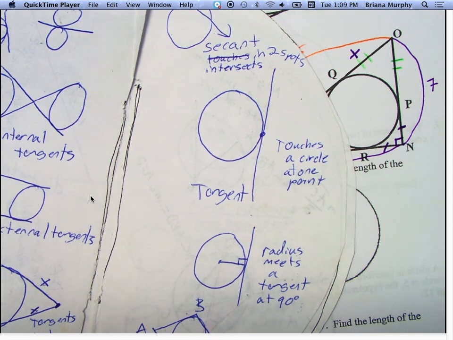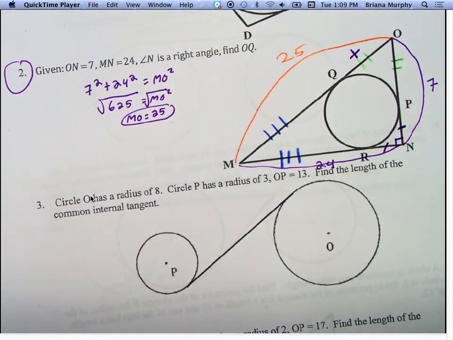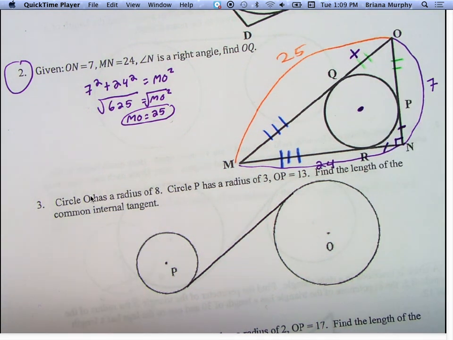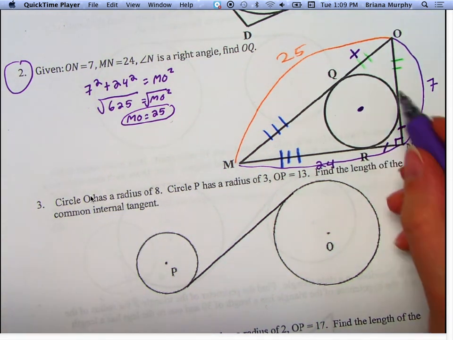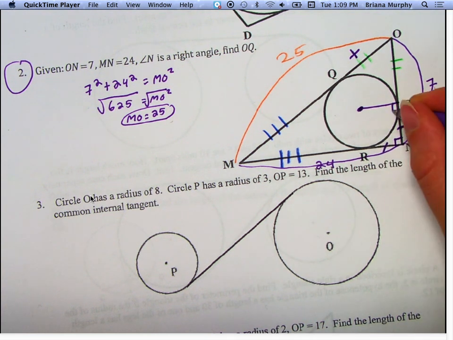I heard something about a radius. What about a radius? It meets a tangent at? There we go. Okay, so let's draw in a radius. I'm going to pick the center of my circle. If I am drawing a radius to this tangent line straight over here, that would be 90 degrees, right?